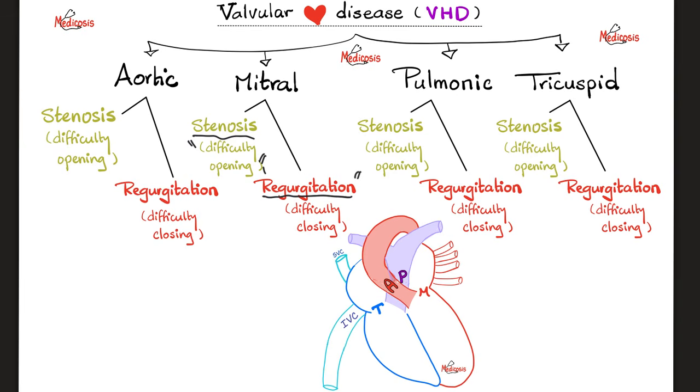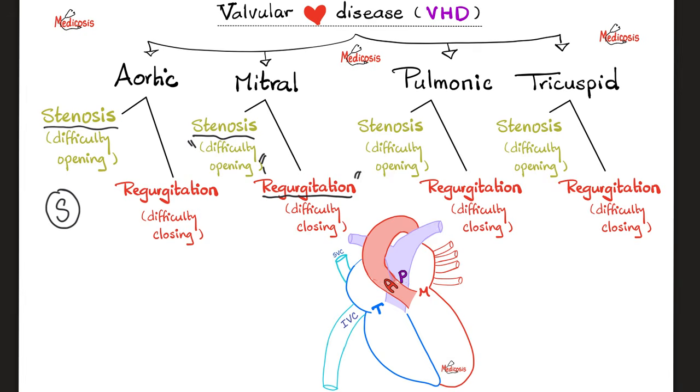Let me ask you a question. When is the aortic valve supposed to open? Is it during systole of the ventricle or diastole of the ventricle? Let's think about that. The aortic valve is supposed to open when the left ventricle is contracting, i.e. during systole, in order to allow the blood to pass from the left ventricle to the aorta. And that's why aortic stenosis, which is difficulty at opening, is a systolic murmur.